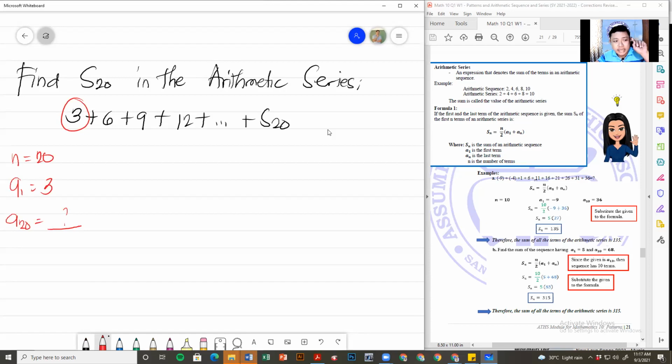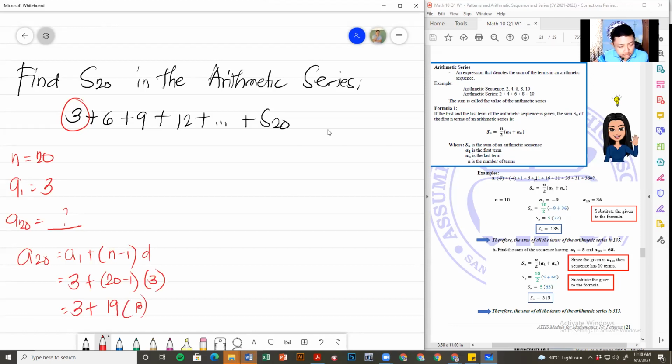Makinig, makinig. Two options. The first one is to find A sub 20 by using A sub 20 is equal to A sub 1 plus N minus 1 times D. You remember this? Finding the 20th term in the arithmetic sequence. So if you do this, this will become A sub 1 is 3 plus 20 minus 1 times D. The D is 3, 6, 9, so plus 3. So this becomes 3 plus 19 times 3.